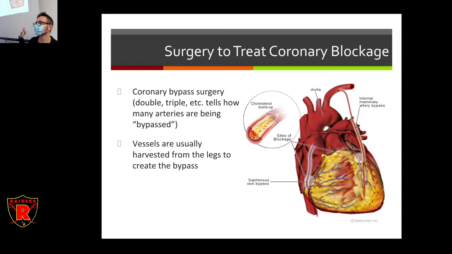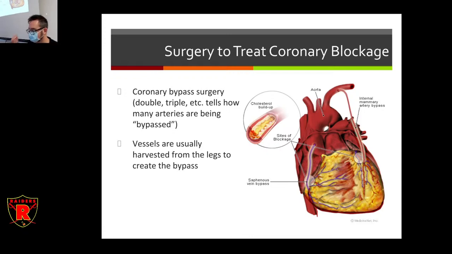This is not an emergency surgery. People, for some reason, always get confused about this. They don't do a bypass when you're having a heart attack, okay? You're not going to survive the surgery if you're having a heart attack during a bypass. But this is done to prevent a future heart attack, okay? It's giving another way around the blockage by adding more blood vessels.